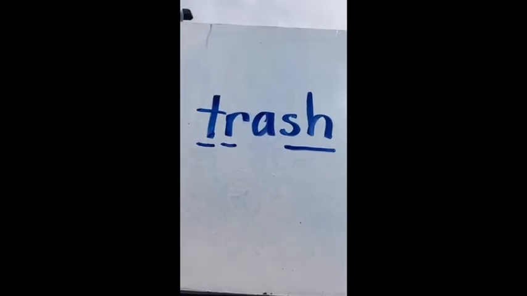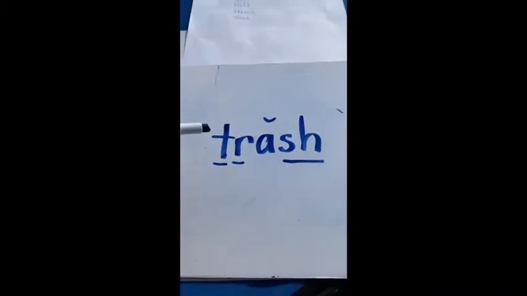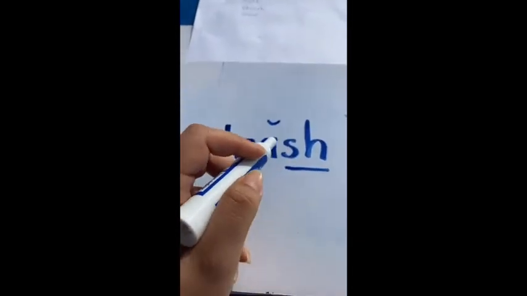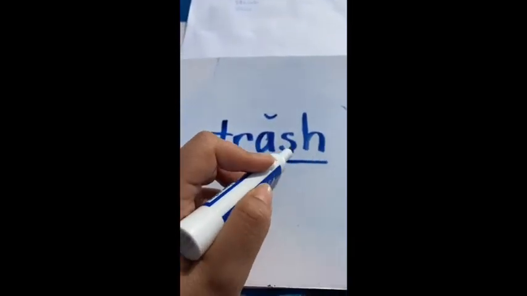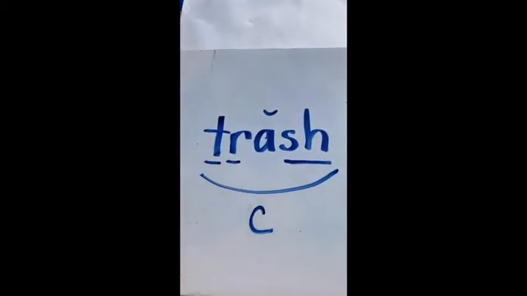The A in trash is making an A sound, which is short. So I'm going to mark it with a short. So the A is followed by two consonants, which is making the vowel short. So I know that this is a closed syllable. And that is how we mark up trash.